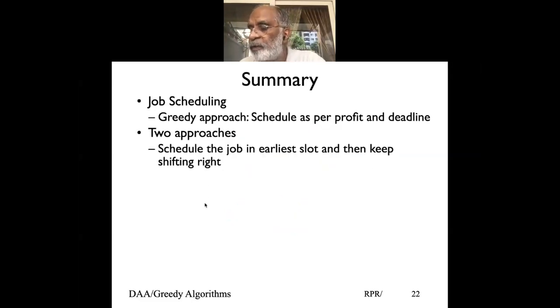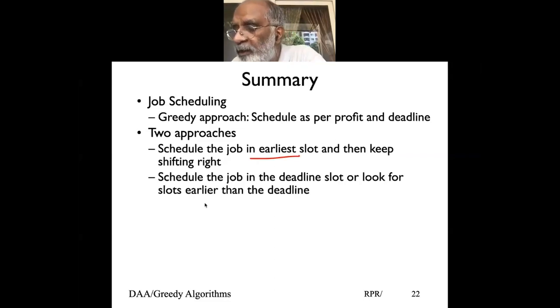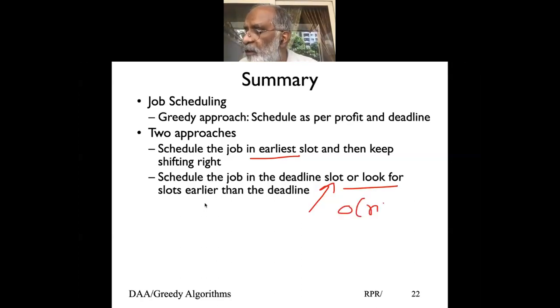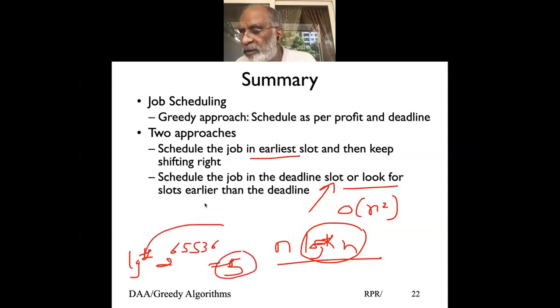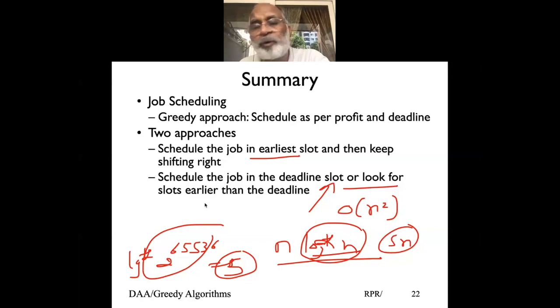First, we looked at one approach where we take the earliest slot and keep shifting to the right, which takes a little more work. The other is to put the job in the right slot and look for the empty slot from the beginning. This is more efficient. The general analysis gives me order n squared, but by using union find in the second approach, it gives me n log star n, the iterated log. We've seen that log star of 2 raised to the power 65536 is 5, which is constant. That means for such a large number the value is 5, so it is 5n, almost linear. So using the second approach, we can schedule the jobs in almost linear time, and that's what we did.